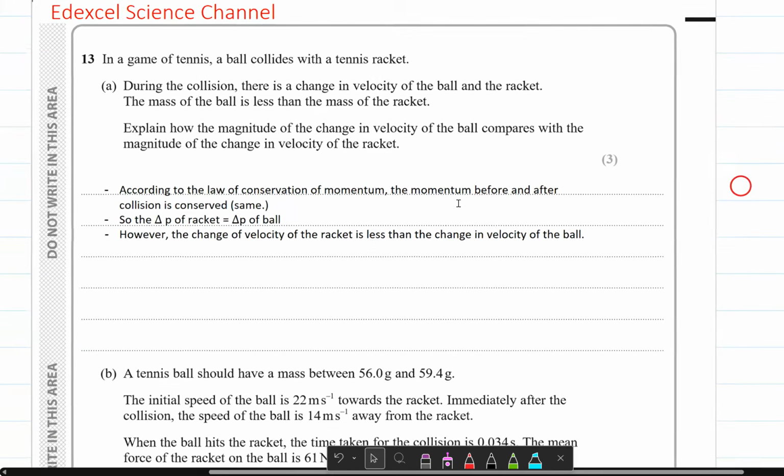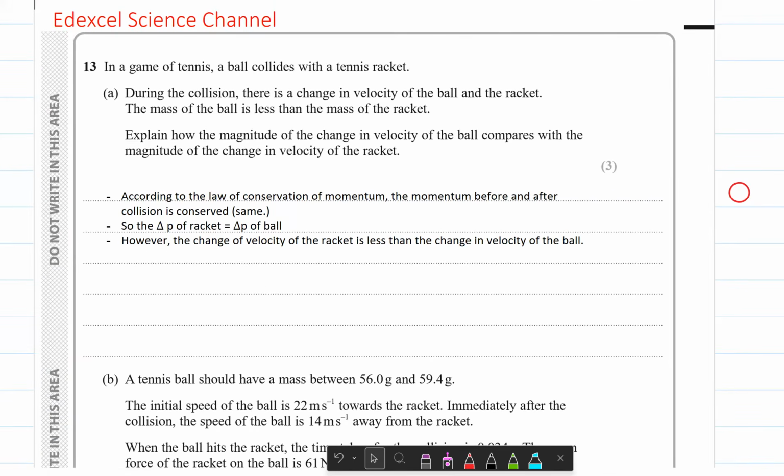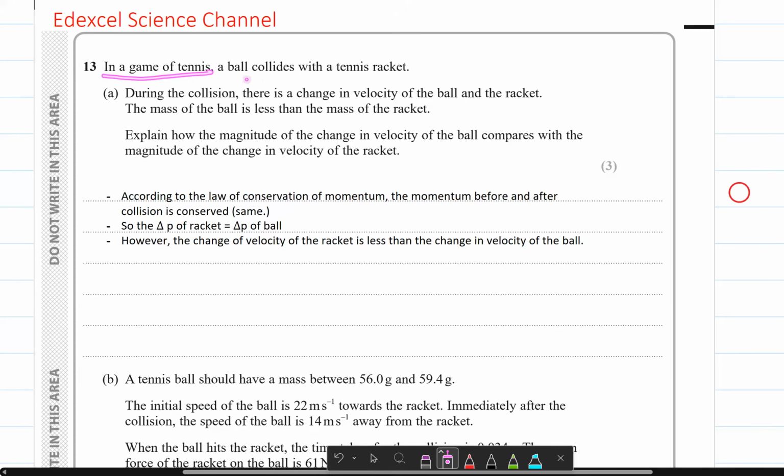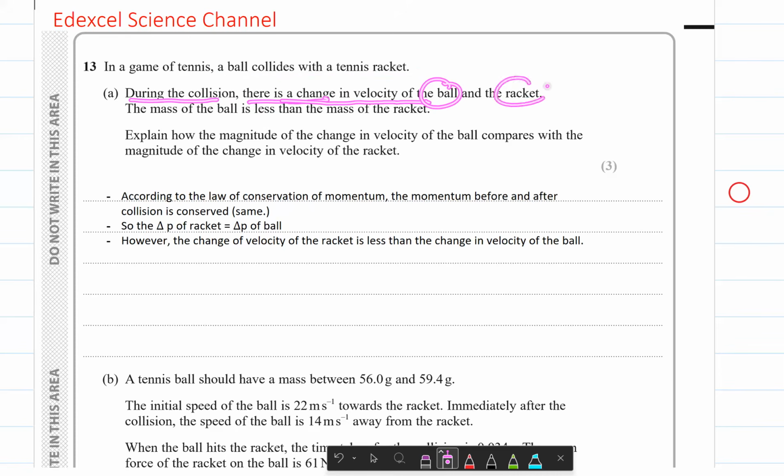So question number 13 is saying, in a game of tennis, a ball collides with a tennis racket. During the collision, there is a change in velocity of the ball and the racket. However, the mass of the ball is less than the mass of the racket. Explain how the magnitude of the change in velocity of the ball compares with the magnitude of the change in velocity of the racket.